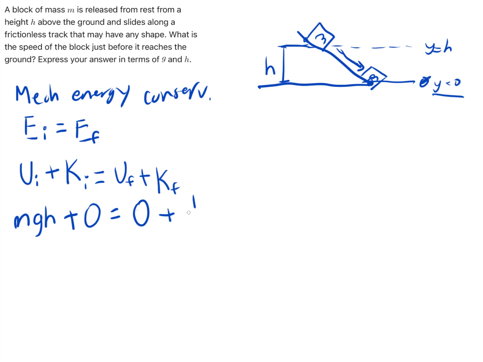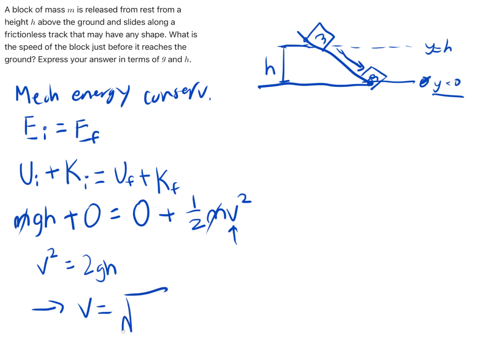And the final kinetic energy is given by 1/2 mv squared, where v, the speed, is what we want to find. So now all we need to do is solve for this final speed. We can cancel out the masses and multiply both sides by 2, so that we get v squared equals 2gh, and then take the square root of both sides to get that the speed v is equal to the square root of 2gh. And that would be our final answer.